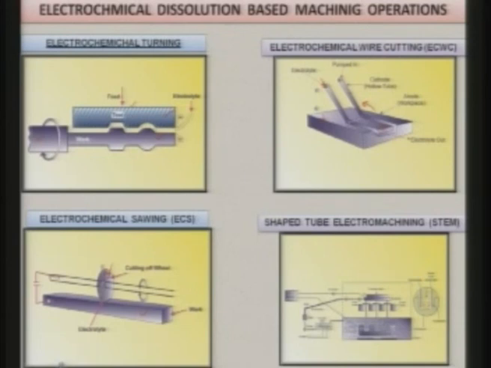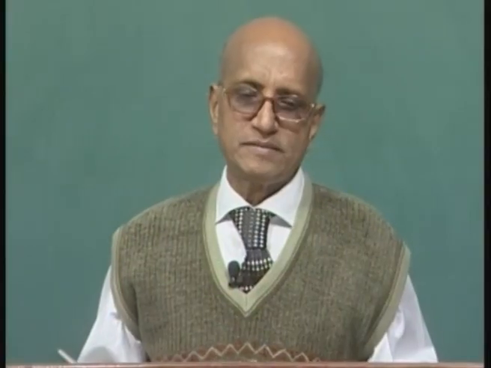Now, there is another application, as I mentioned earlier also, shaped tube electromachining. Here a tube is used as the cathode, and you are drilling holes in superalloys, specifically materials like Inconel-type superalloys which are used in making turbine blades, and this process was developed mainly for drilling cooling holes in the turbine blade. The basic difference from electrochemical machining in the normal way is that instead of sodium chloride salt, acid is used as the electrolyte. I will discuss this whole process separately in one lecture.